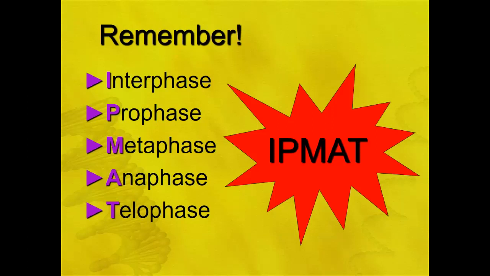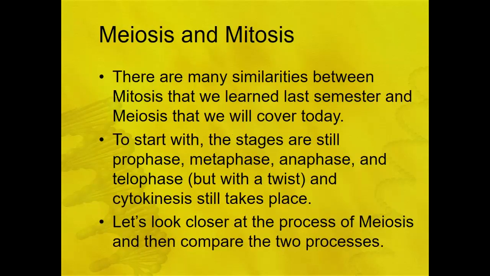Okay, so if we have that fresh in our mind, let's start looking at meiosis through the lens of mitosis. There are many similarities between mitosis that we learned last semester and meiosis that we'll cover today. To start with, the stages are still prophase, metaphase, anaphase, and telophase, but with a twist, and cytokinesis still takes place too. The big twist? We're going to do it twice. Let's look closer at the process of meiosis and then compare the two processes.